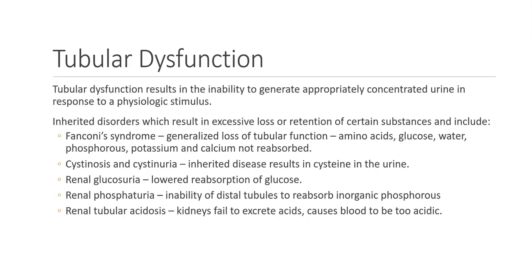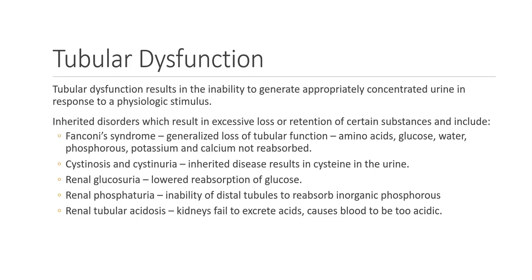Tubular dysfunction results in the inability to generate appropriately concentrated urine in response to a physiologic stimulus. So again, all that transfer, we retain certain elements within the tubules in different parts of the tubules, the proximal, the distal, the loop of Henle, and this exchange is going on all the time. So when we have tubular dysfunction, then that can result in a lot of different conditions. So what I want you to know about these conditions is what is the name of it and what is occurring due to this disease.